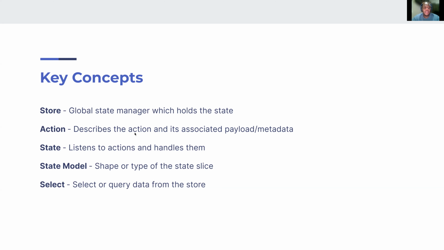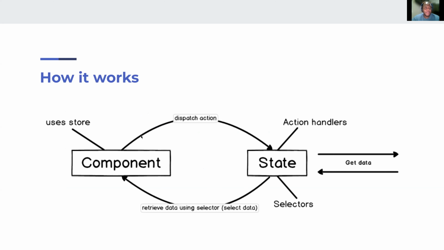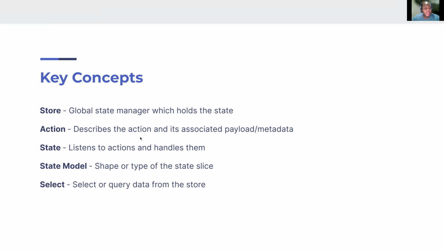Then the action is basically a class that describes the action and optionally allows you to provide a payload or metadata. You don't have to, but in situations like when you want to delete, you need the ID, so you send that as a payload. Then the state class listens to the actions. The state model is the shape of the state slice, and the select allows you to query for data from the store.